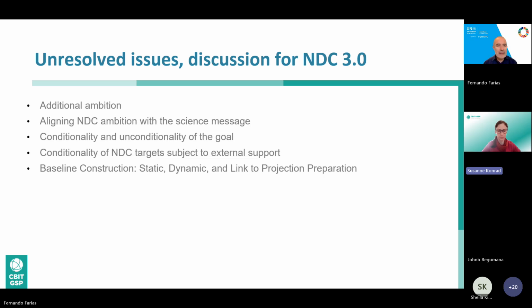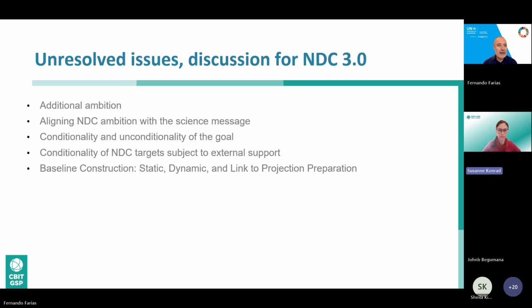I also think that this conditional and unconditional distinction of the goal, which was very popular in the NDC, is a bit difficult to put into practice in terms of the BTR or in terms of NDC compliance. So I think that the lessons learned from the BTR can also serve countries to better understand how these conditional versus unconditional targets can work.